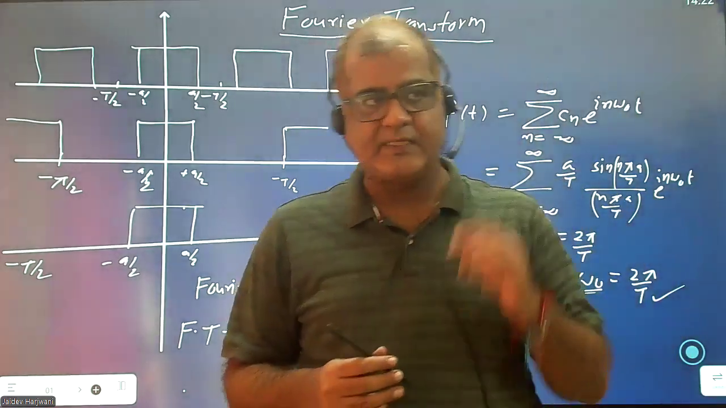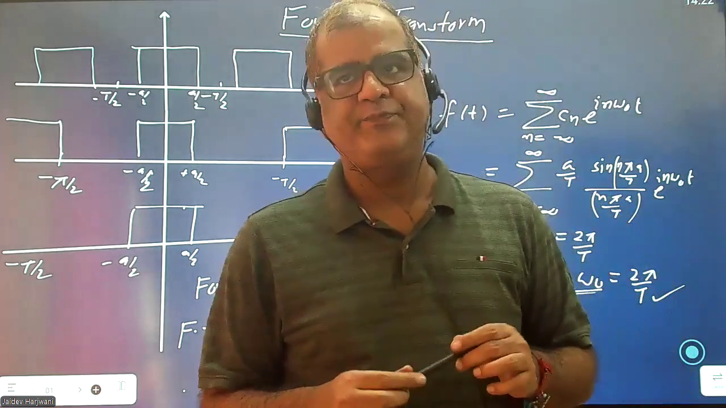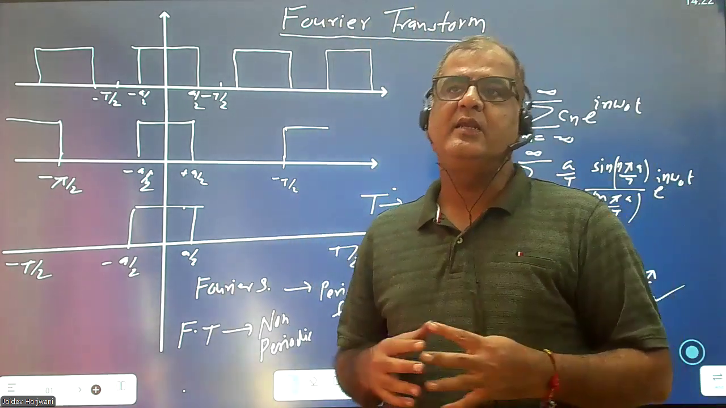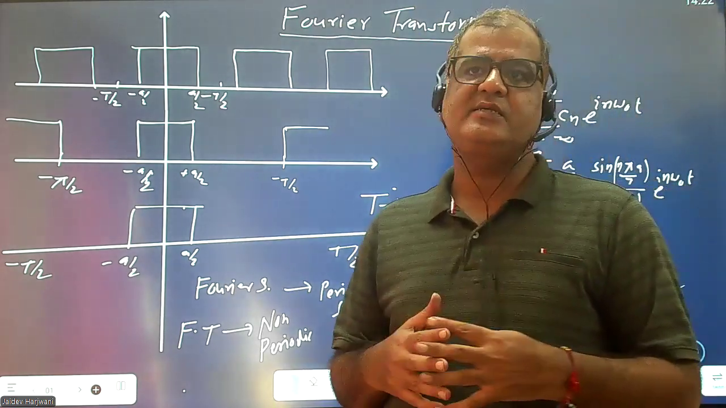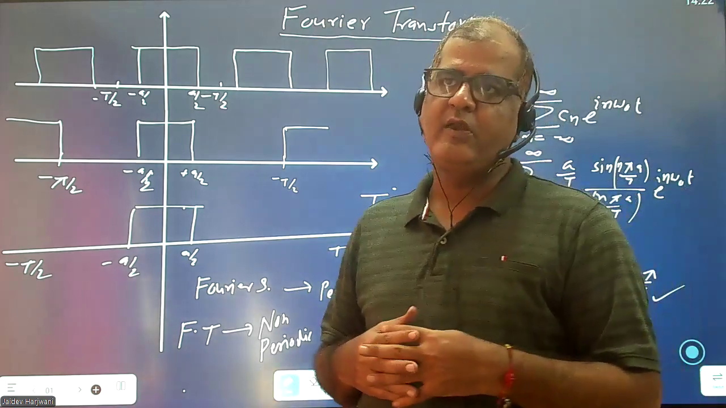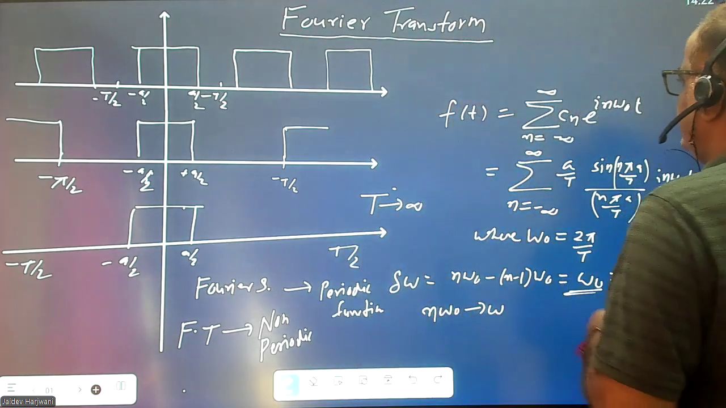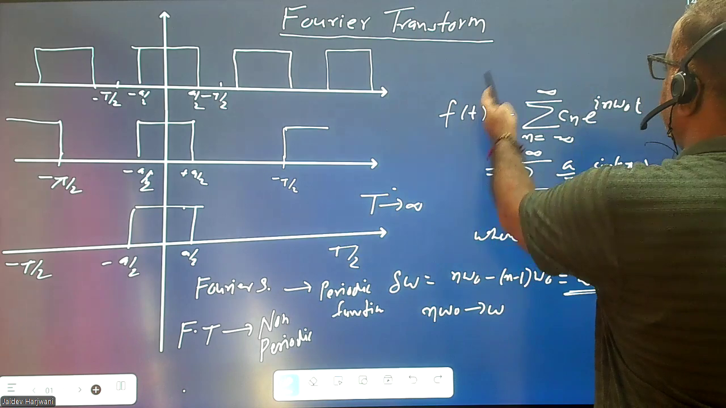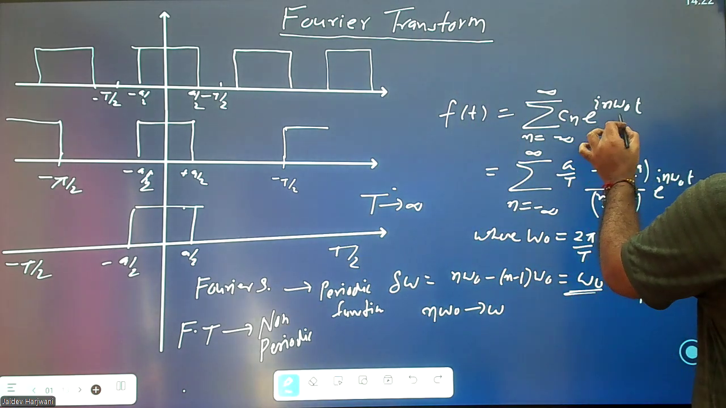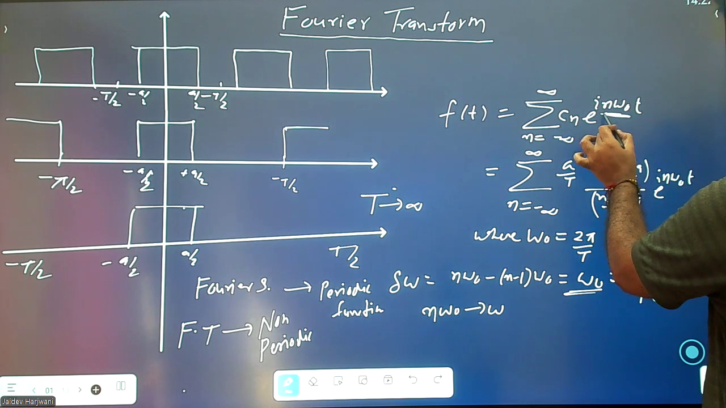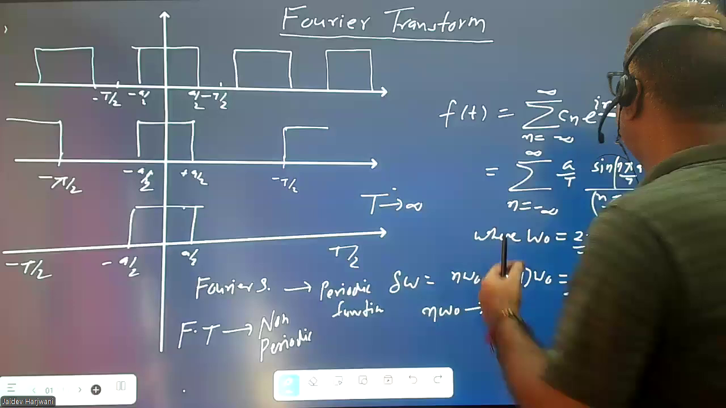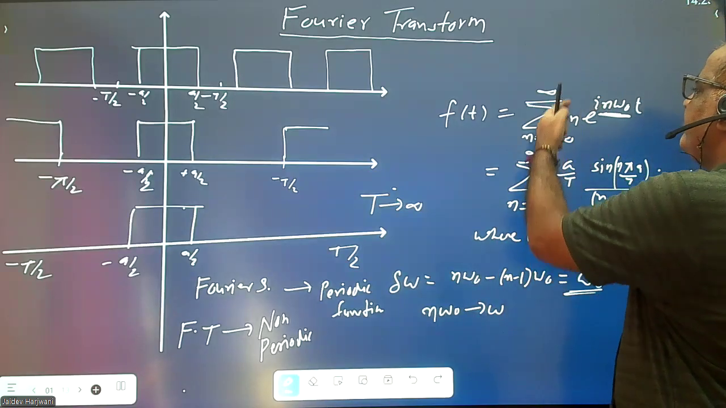Hello students, let us discuss Fourier transform today. We have already completed Fourier series and we have seen Fourier series is basically superposition of different harmonics. If you see the complex Fourier series expansion of a function, we have n omega 0. So this n omega 0 forms different frequencies.